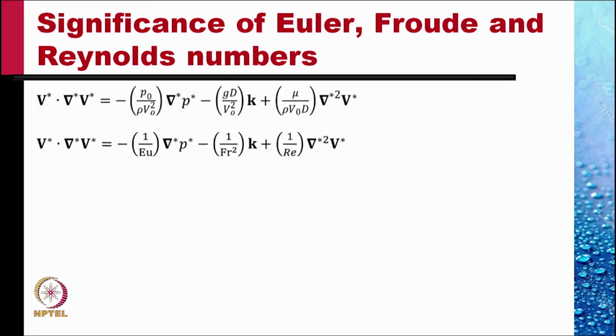Let us next study the significance of Euler, Froude and Reynolds number introduced earlier. P naught divided by rho V naught square is 1 over Euler number, GD by V naught square is 1 over Froude number squared, and mu divided by rho V naught D is 1 over Reynolds number. Let's first start with Euler number.